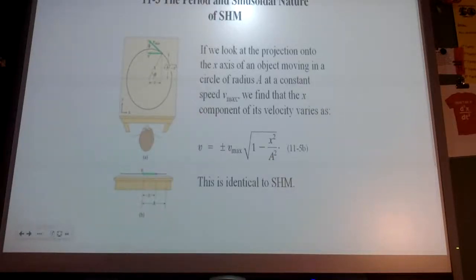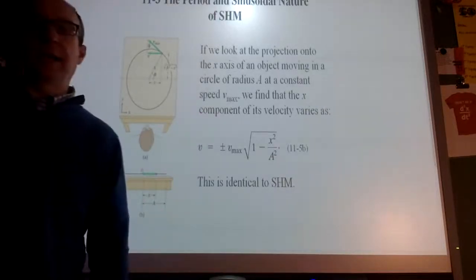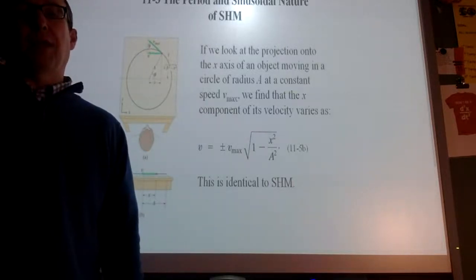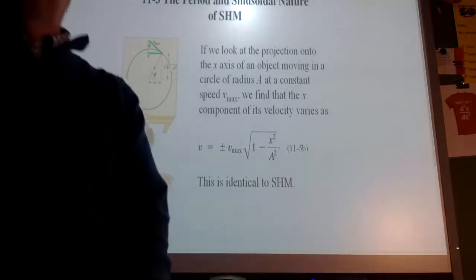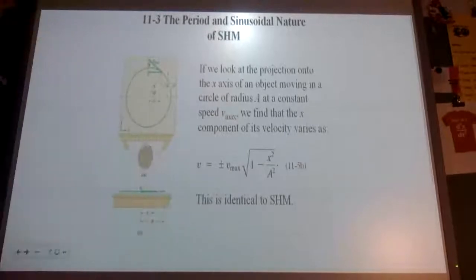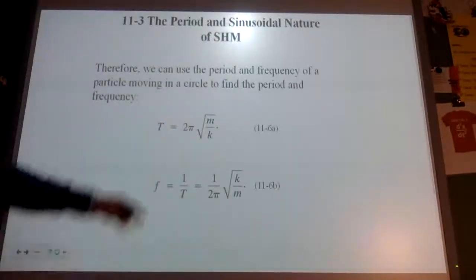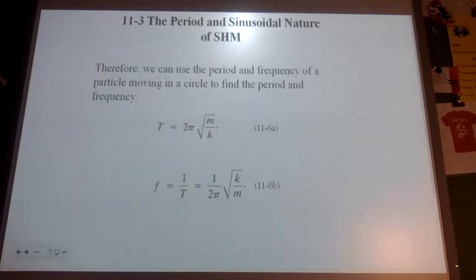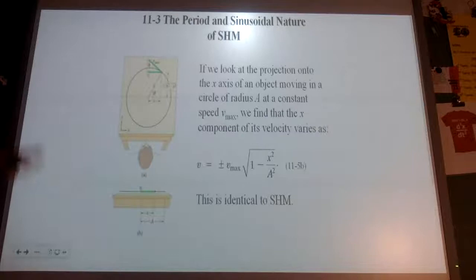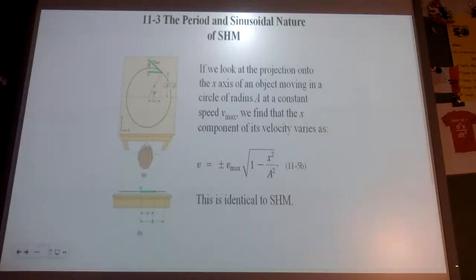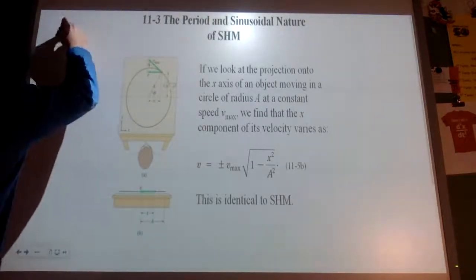All right, so they're going to try to use something moving in a circle to derive the simple harmonic motion formula. I'm going to do it a little bit differently. So this is our formula: T is equal to 2 pi square root of m over k. I'm going to start with the relationship that we have with the mass spring system.